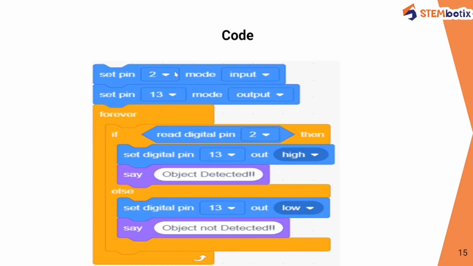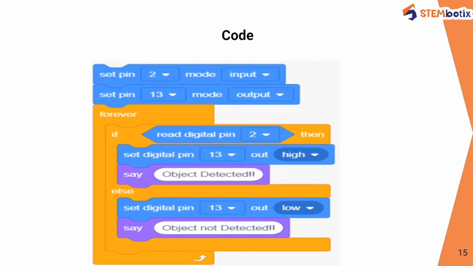Here we can see that first of all we will set pin number 2, which is the IR sensor pin, as an input, because we will take the IR signal as an input on digital pin number 2, and then we will set our pin number 13, which is the output pin of the LED. Here again we will take a forever loop, because we need certain commands to be run continuously.